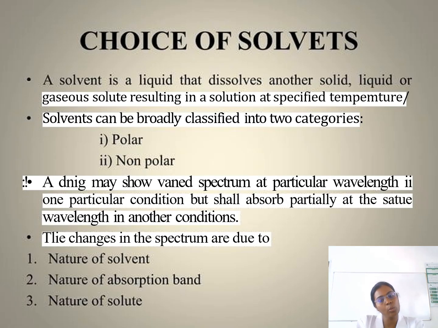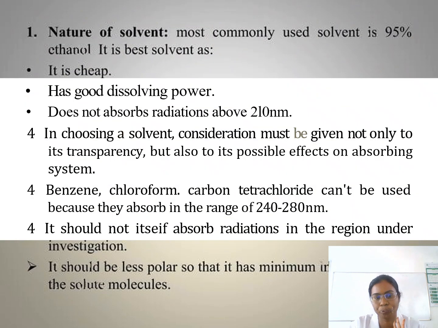So what are the solvents we are using in UV spectroscopy? There are two types: polar and non-polar. So we record the spectrum at a particular wavelength and one particular condition. The changes in a spectrum depend on the nature of the solvent, the nature of the absorption band and the nature of the solute.